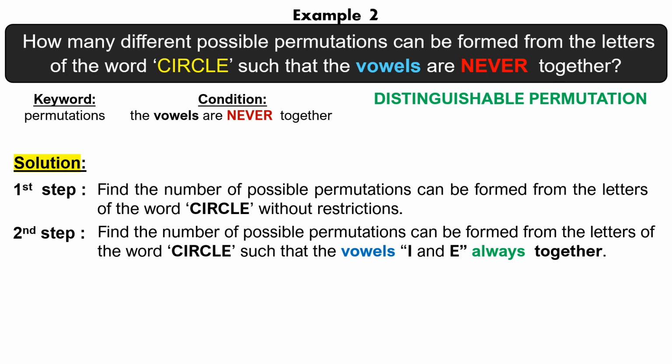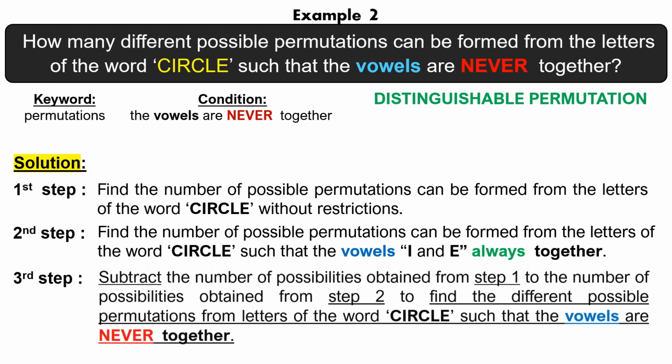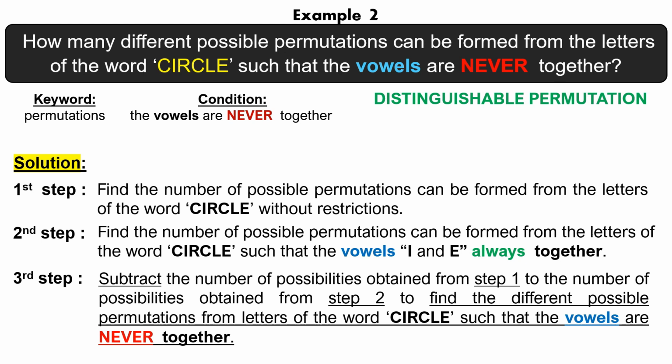Step 2. Find the number of possible permutations that can be formed from the letters of the word circle, such that the vowels I and E are always together. Step 3. Subtract the number of possibilities obtained from step 1 from the number of possibilities obtained from step 2 to find the different possible permutations from the letters of the word circle, such that the vowels are never together. Now, let us solve the permutation for step 1.